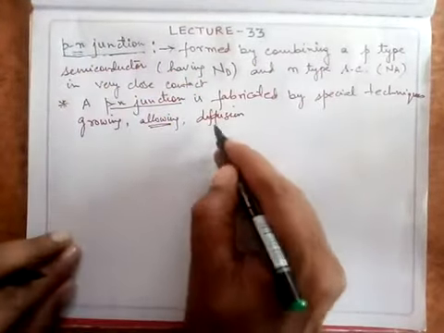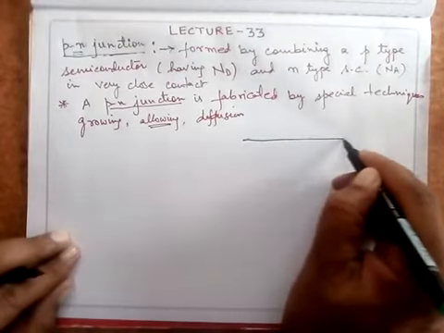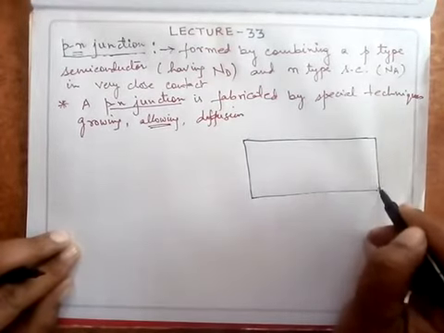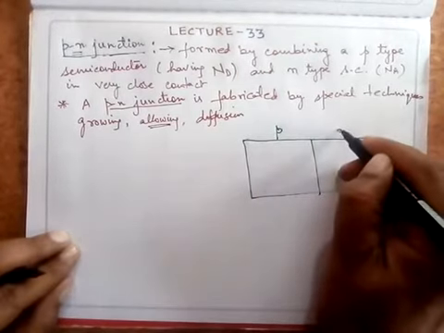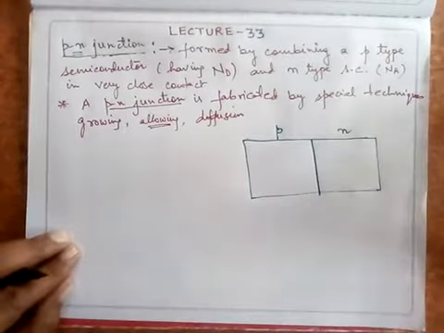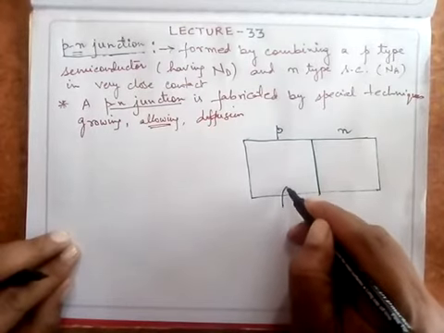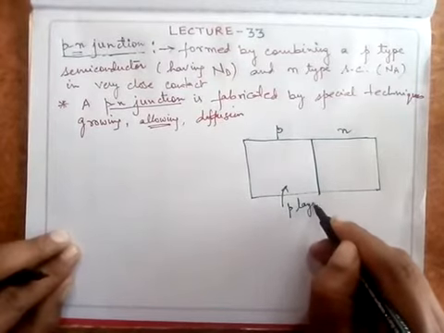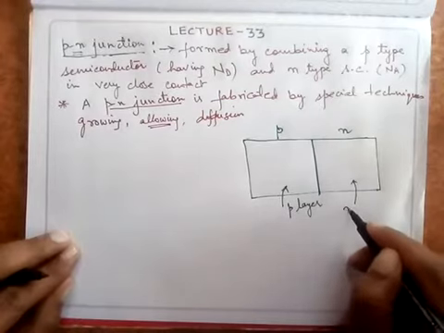So if you see the schematic of this, you have a p-type here. On one side you have P and an N is formed here, and this is called a junction. Now this part is called the P layer, and this is called the N layer.